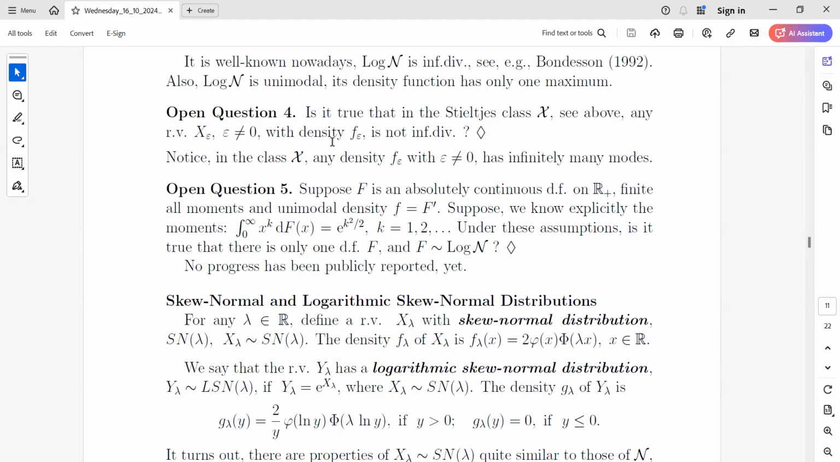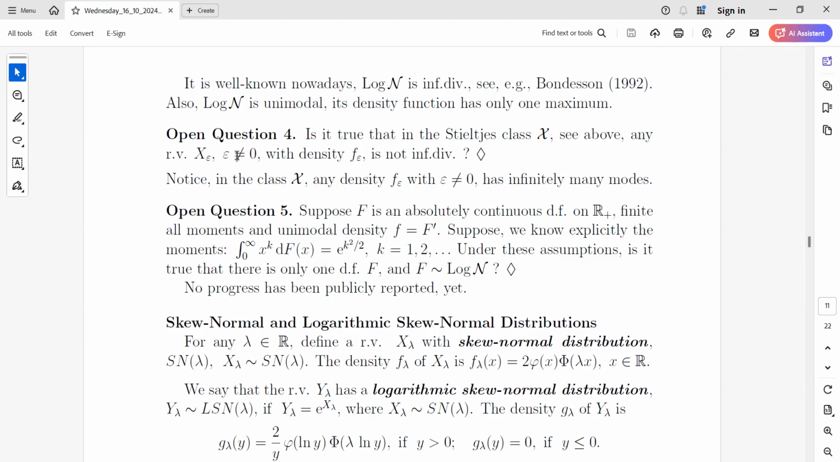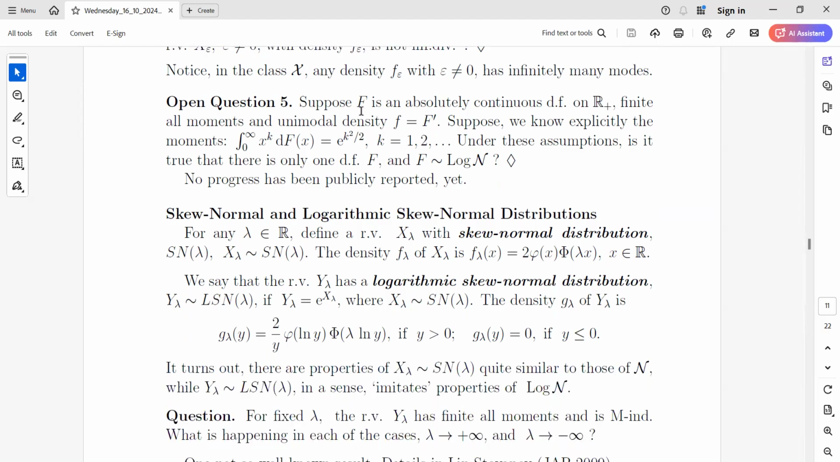And now I'm asking the next open question. When telling open question, this means that the question is open to me. Maybe somebody else knows the answer or will find the answer. I will be very happy if somebody is so lucky to share this knowledge with me. And first, about the Stieltjes class. So let us take epsilon not 0. And my conjecture is that X epsilon and f epsilon is not infinitely divisible. And only then we go to the next open question, which is here number 5.